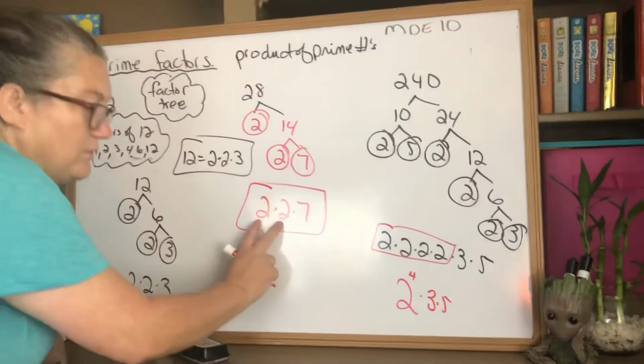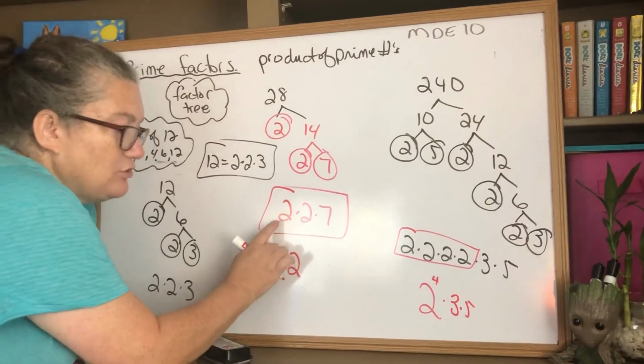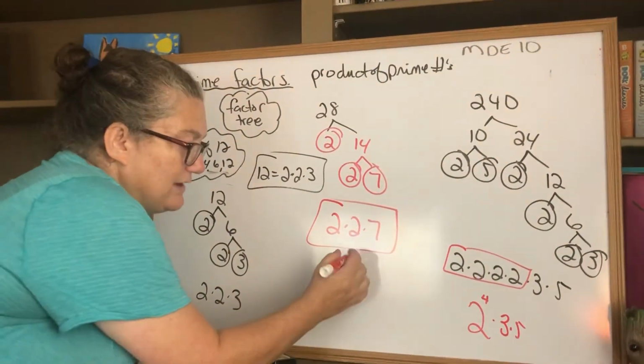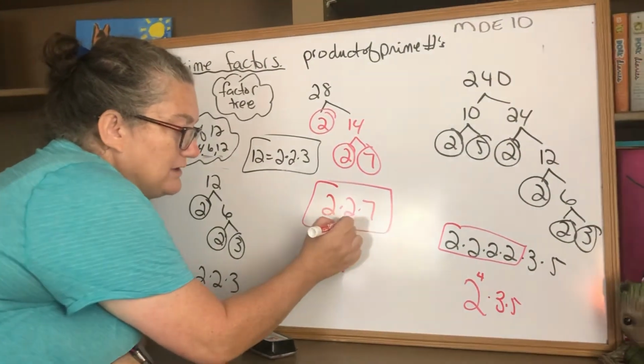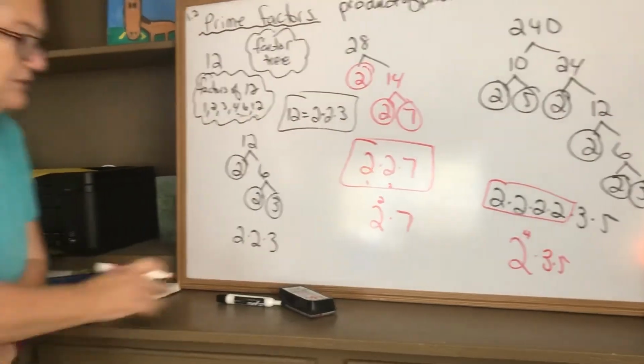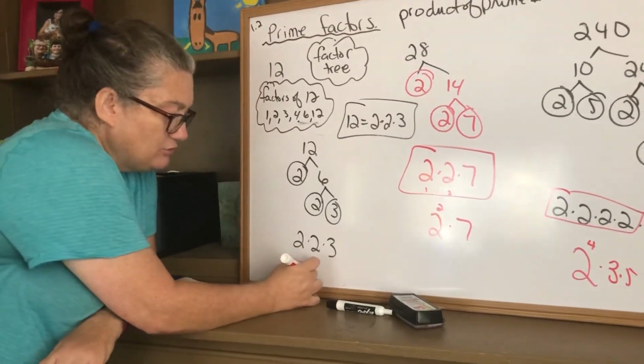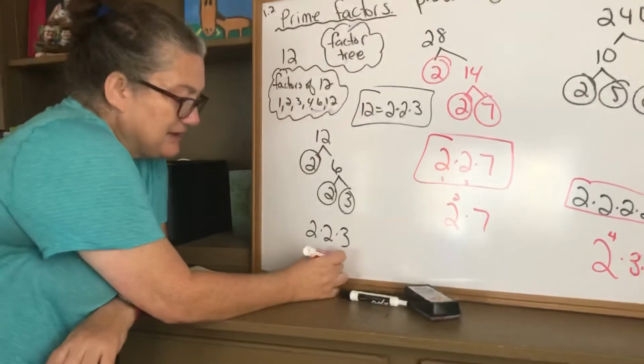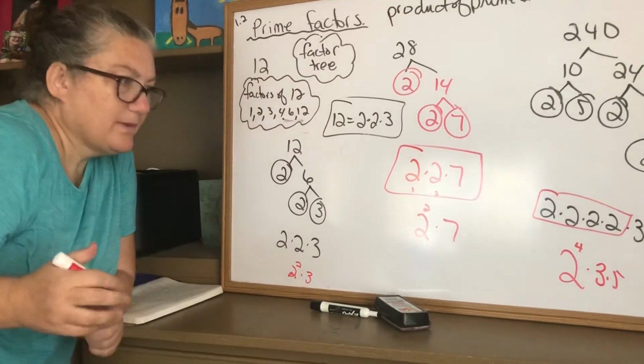Now over here we have the base is 2 because that's what's being repeated. I have 2. And how many of those do I have? I have 1, 2. So I put 2 there times 7. And over here we have 2 to the second times 3. Okay. All right.